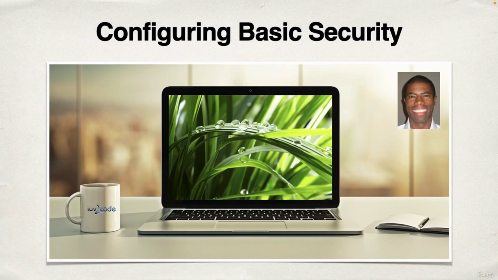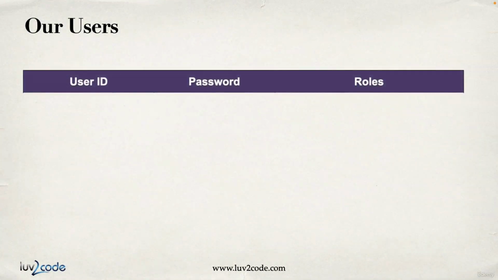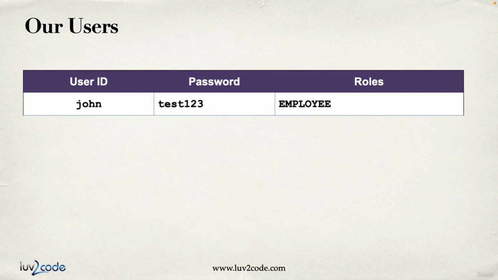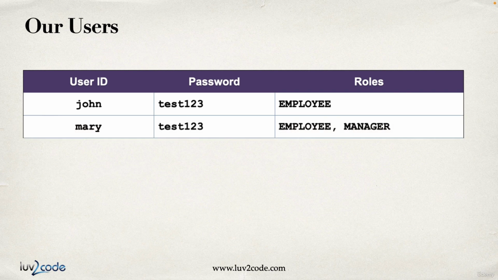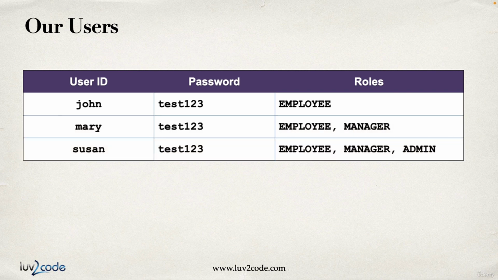In this video, we'll configure basic security. We'll take a look at an example here for our sample users. We'll have 3 users, John, Mary, and Susan. We'll have their passwords and also their associated roles, employee, manager, admin.